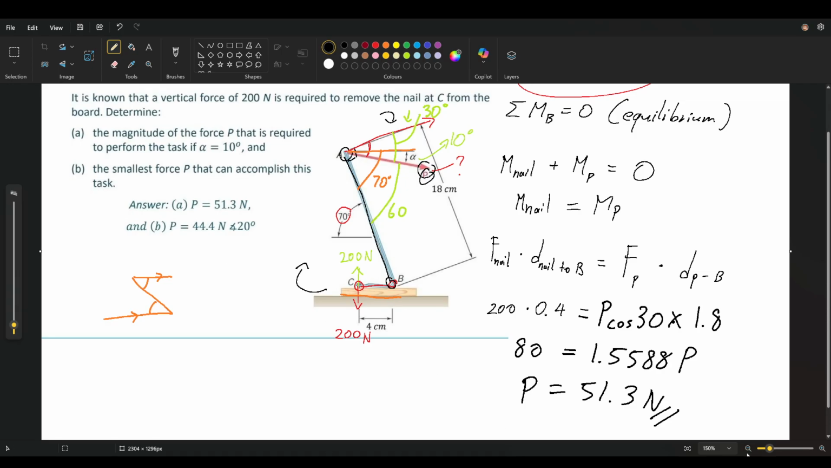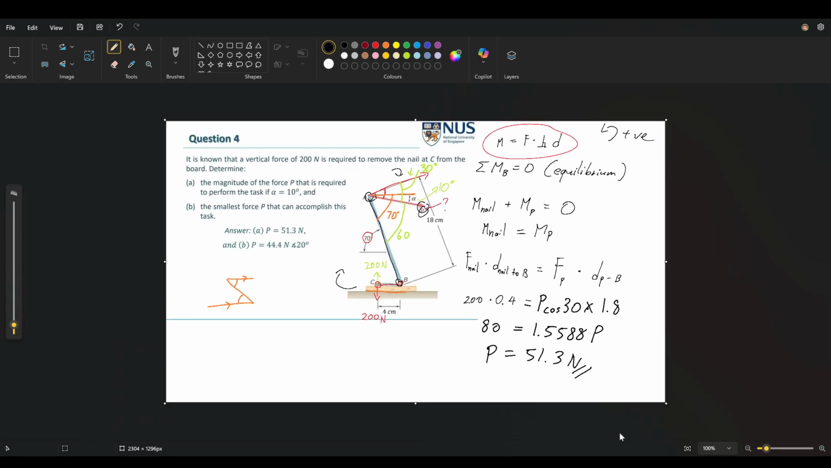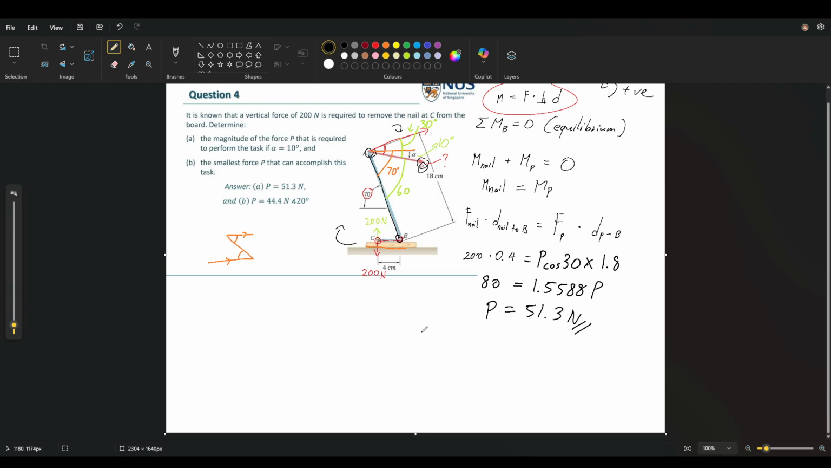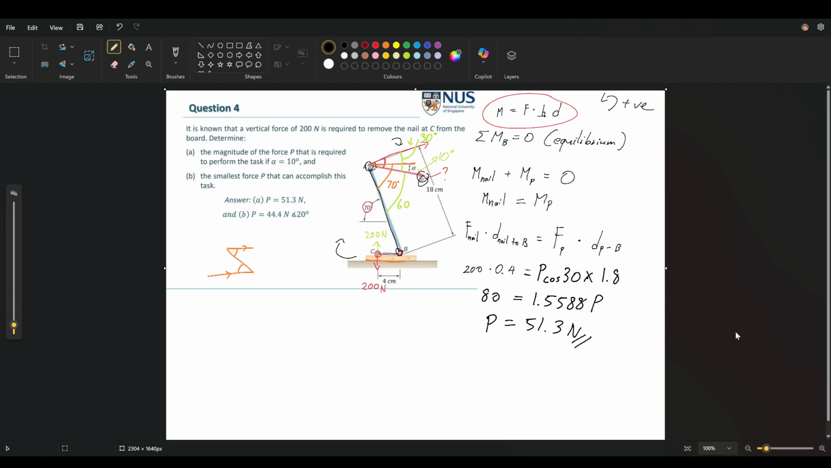Okay, so I'm just going to do this. Okay, now part B. I'm going to do it over here. Part B. What is the smallest force P that can accomplish this task? So we must first try to understand how we can get the smallest P. It's basically when the angle equals 0 of the perpendicular distance.